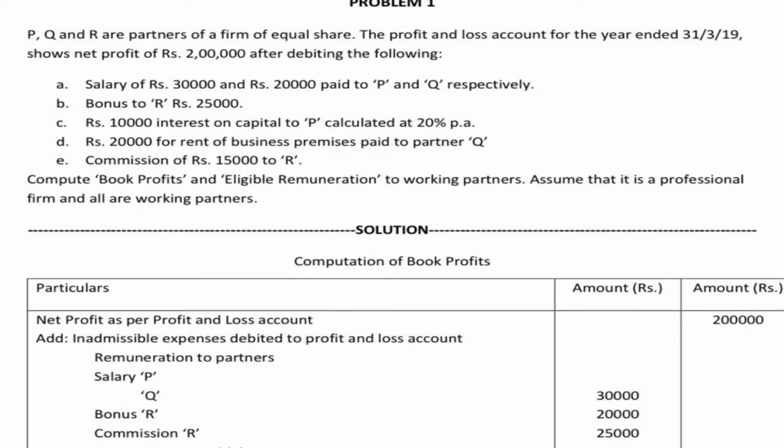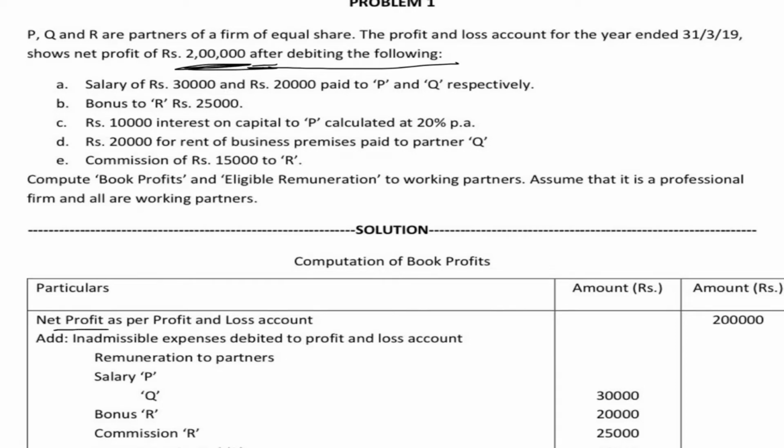Now let us look into the problem to understand the concept better. P, Q and R are partners of a firm of equal share. The profit and loss account for the year ended 31st March 2019 shows net profit of rupees 2 lakh after debiting the following. So the value of net profit is rupees 2 lakh.